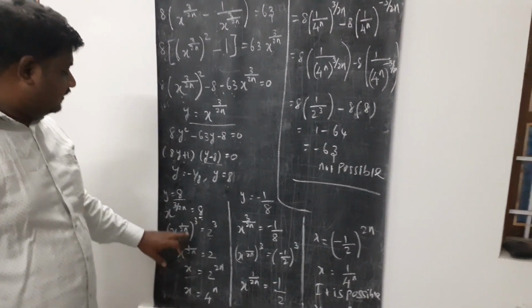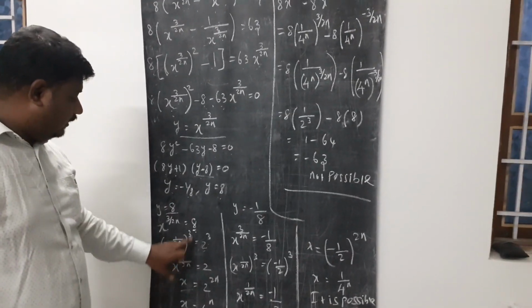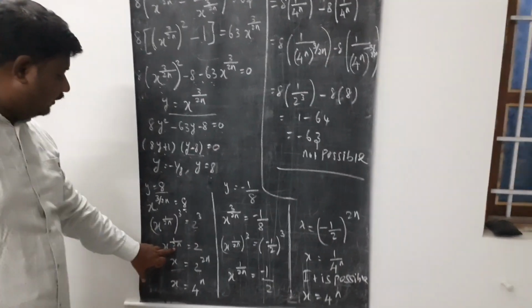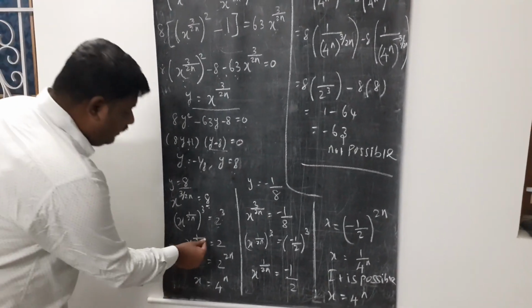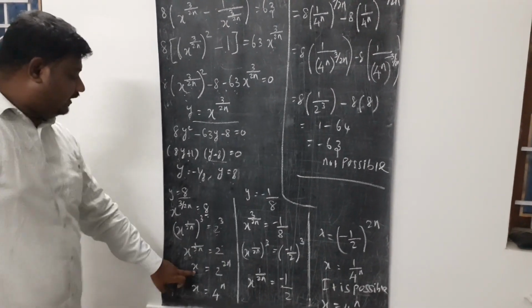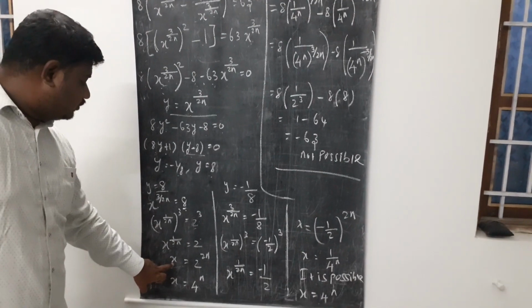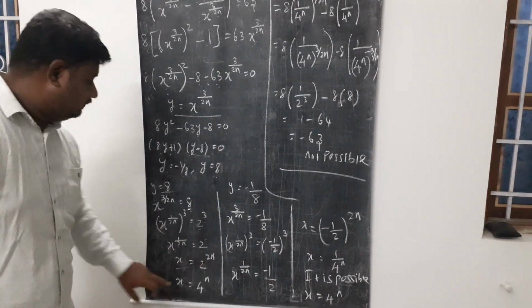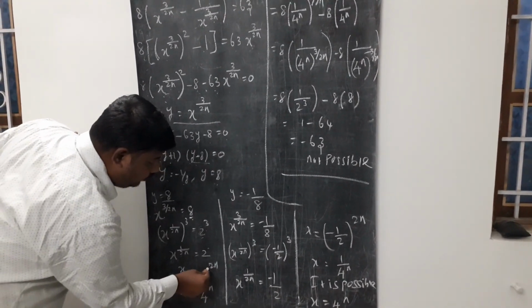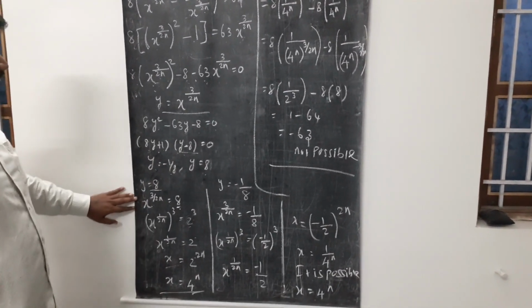So the powers are equal, so the bases are also equal; therefore the power 3 cancels, and x^(1/2n) is equal to 2. This is the fraction 1 by 2n power, which goes to this side as multiplication, therefore x is equal to 2 power 2n. So 2 square means 4, therefore x is equal to 4 power n.